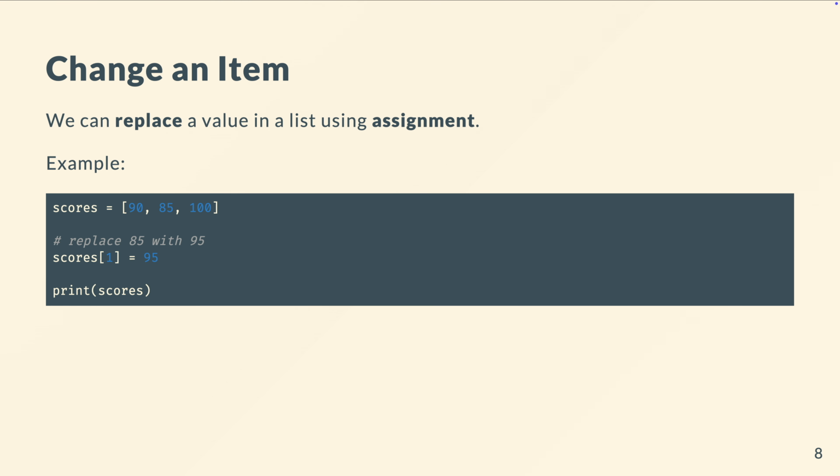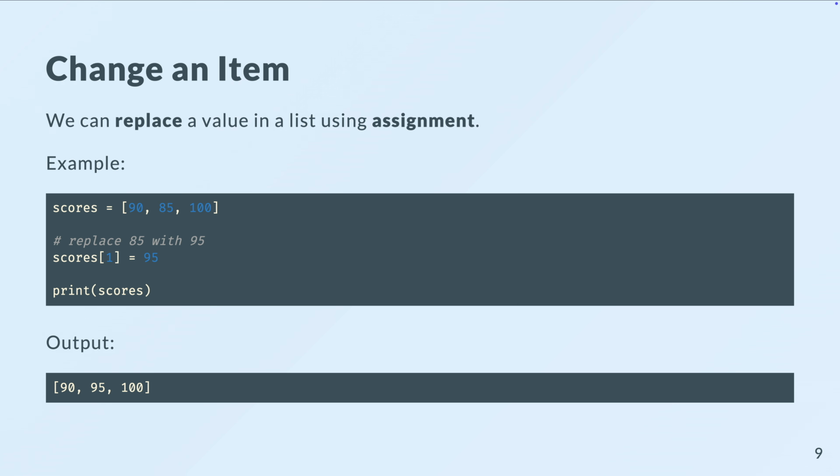Now let's change an item in a list. We can replace a value using assignment. Score starts as 90, 85, 100. Index 1 is the second item, which is 85. We assign index 1 to be 95. So we are replacing 85 with 95. Try to predict what the list looks like when we print it.